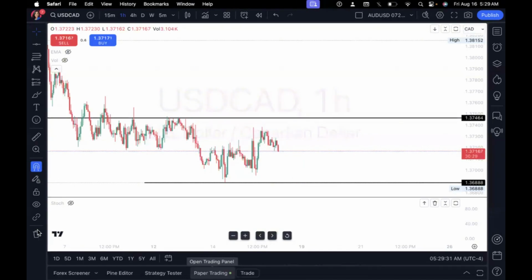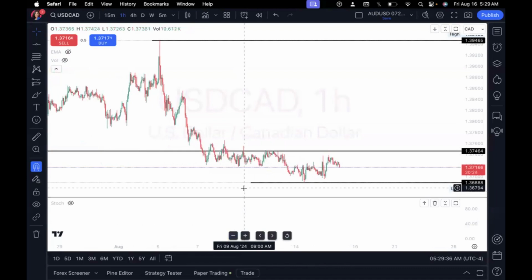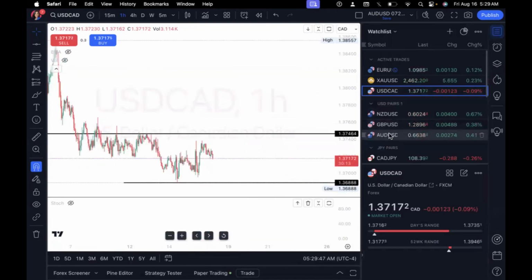So doing a weekly analysis doesn't have to be hard at all. You just have to figure out where's your weekly resistance, where's your weekly support, and then go to your smaller time frames to find a better entry. So we'll look at one more chart.